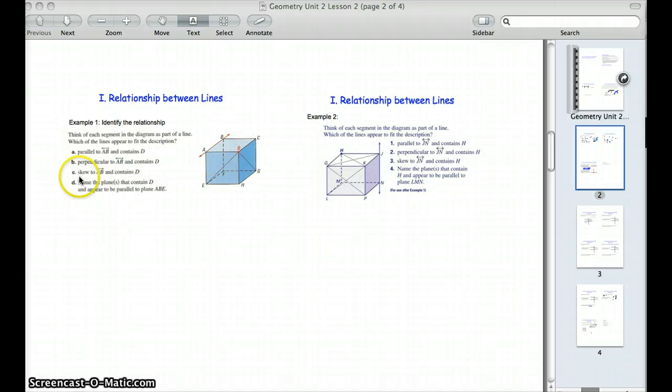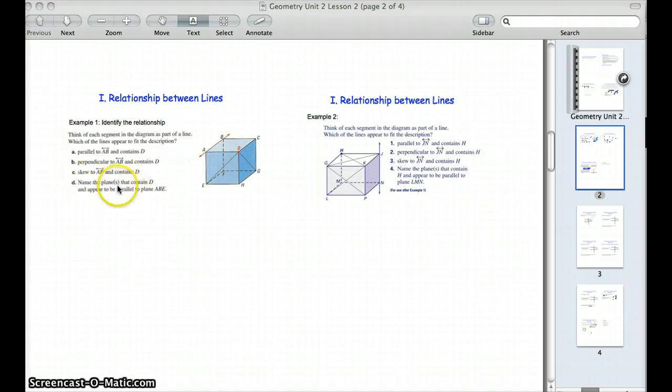Now C says skew to AB and contains D. So remember, that means that the line is not parallel and it's also not on the same plane, but it contains D. So here we've got DH. These two lines are not on the same plane and they do not intersect. So DH is skew to AB.